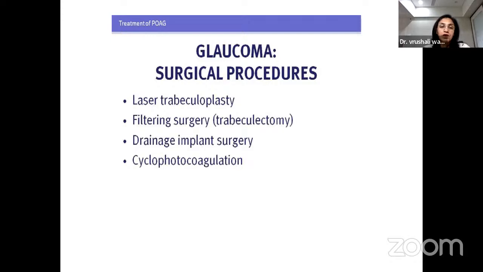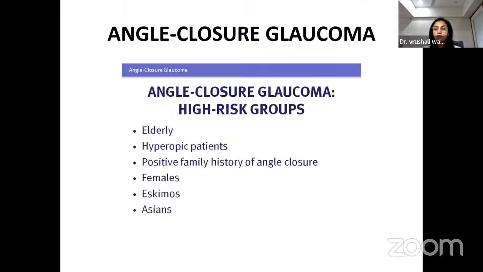And then cyclophotocoagulation. This is a destructive procedure. When there is a painful blinding eye, then we use cyclophotocoagulation to reduce the production of aqueous humor. So these are the surgical procedures for how we can manage glaucoma.